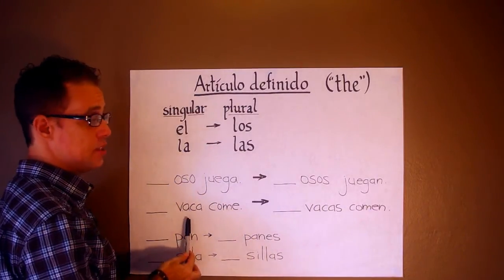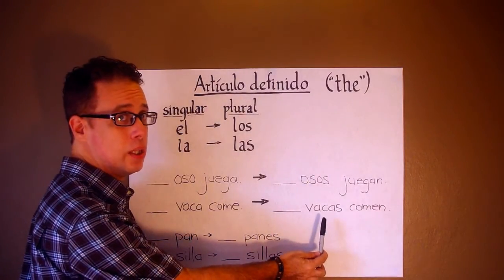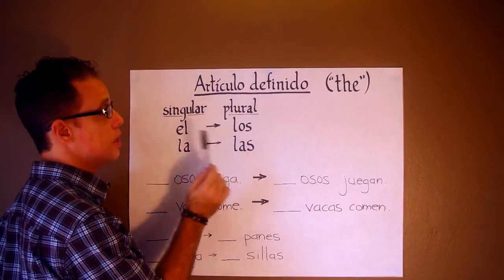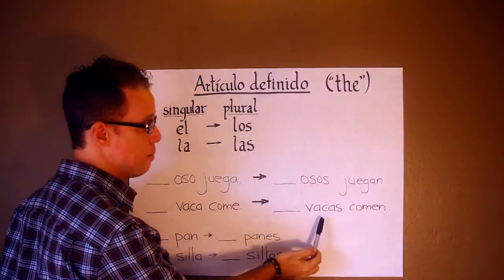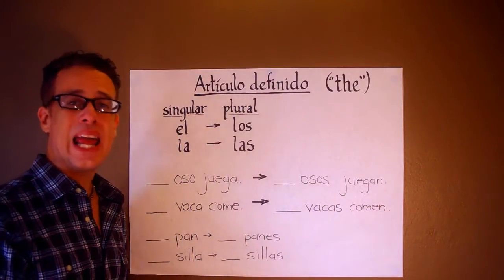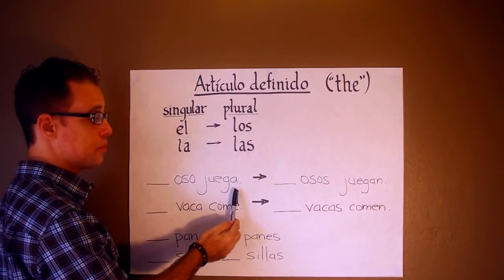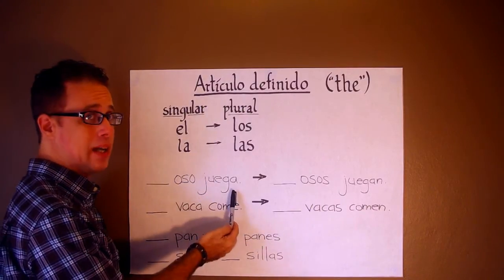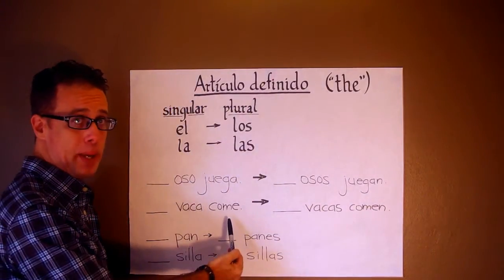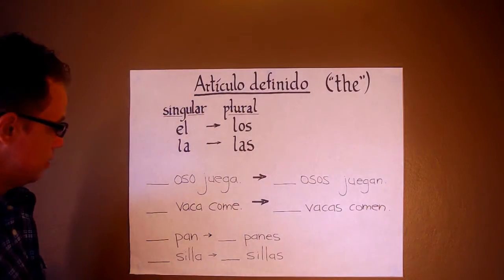If you want to change this to the plural, this whole sentence, you will have to change vacas to the plural, as you learned before, put only an S, and then you change also the definite article. Las vacas comen. The cows eat. So, again, el oso juega. Repeat after me. El oso juega. Los osos juegan. La vaca come. Las vacas comen. Okay? So, let's do a little practice here.